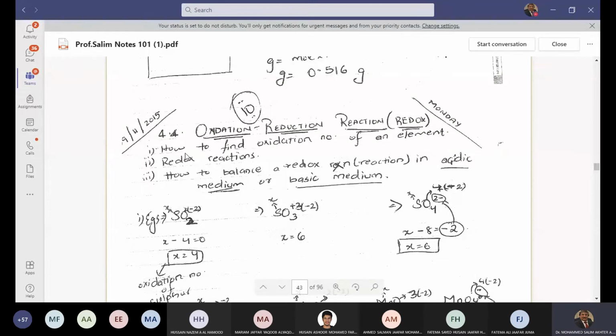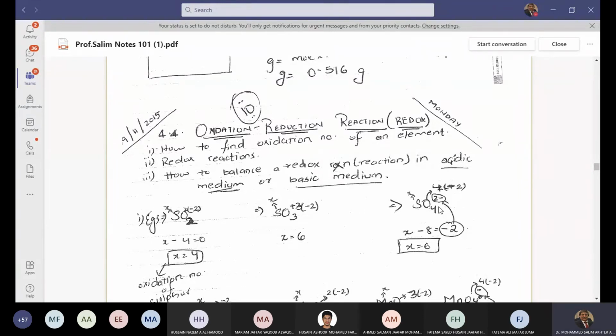So the first thing we will learn is how to find oxidation number of an element in a given compound. Look at this. I want you to understand SO2, SO3, SO4 2 minus. I have given you 3 examples. All are from sulfur.